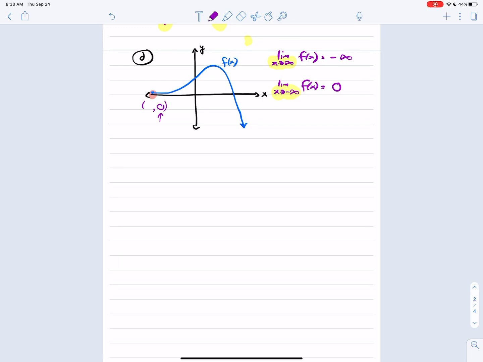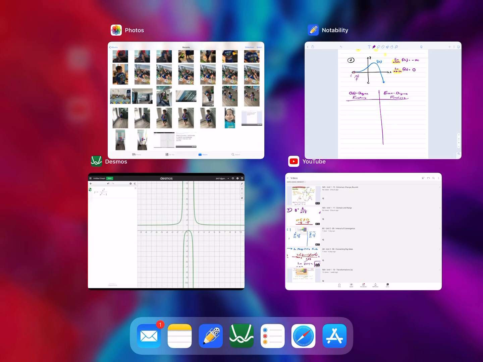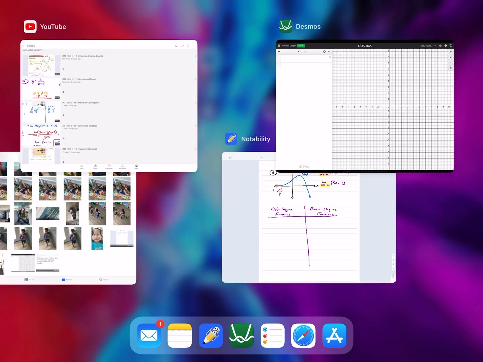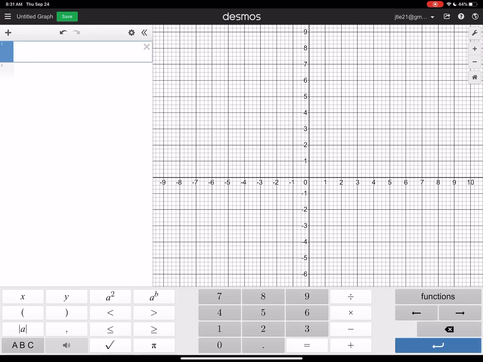I want you to take a look. There is a pattern with odd degree functions, and there is a pattern with even degree functions. Make sure you write degree. So I'm going to show you here through Desmos. Now, you can draw it out if you'd like, or you can just watch and explore.